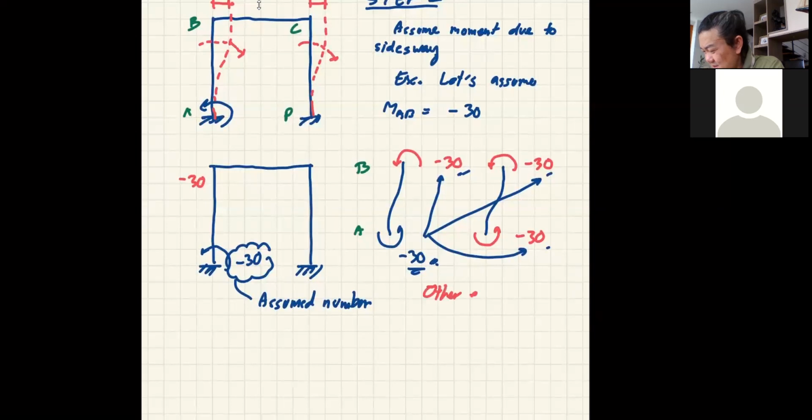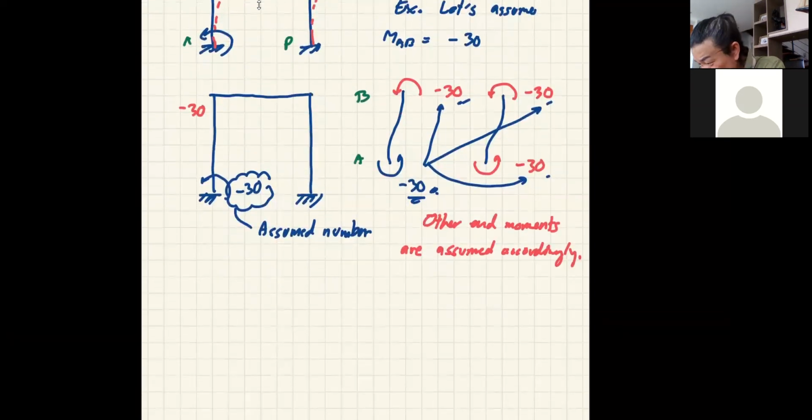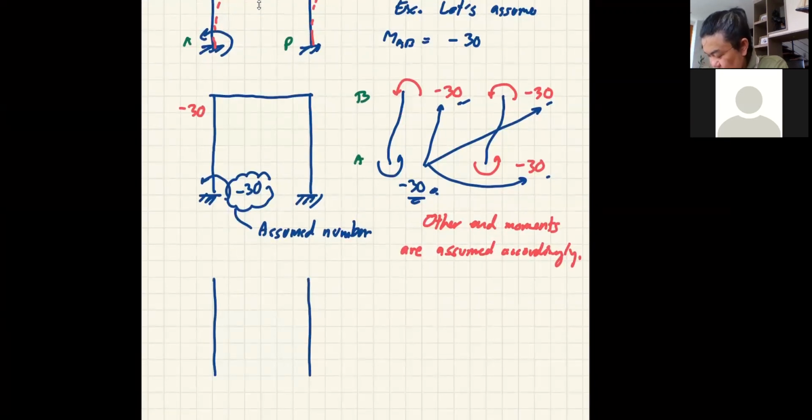The other end moments are assumed accordingly. Okay, now of course that means we are going to have to do another distribution procedure. But begin with end moments equal to minus 30, minus 30, minus 30, and minus 30.